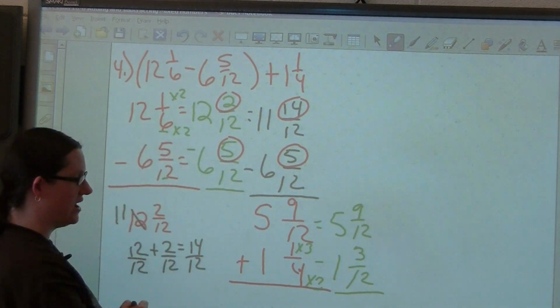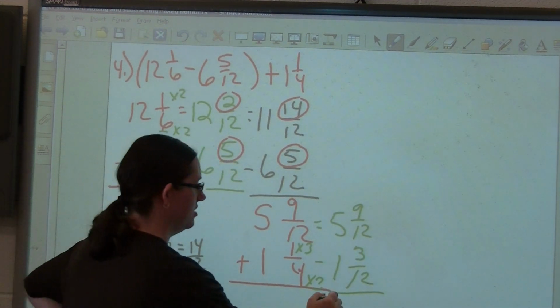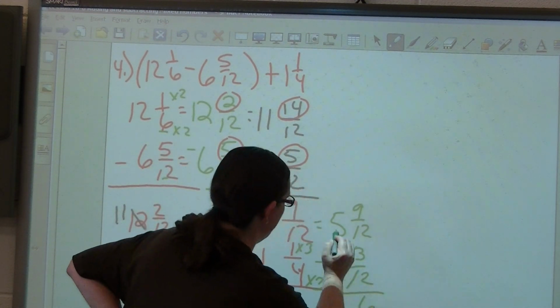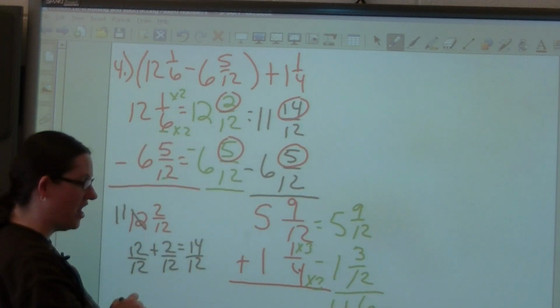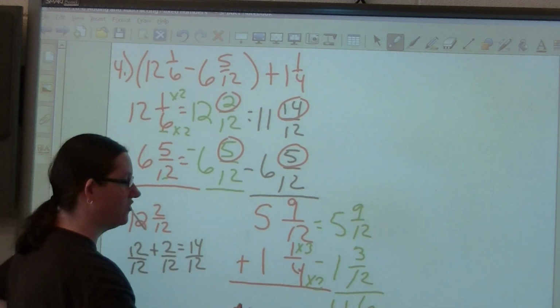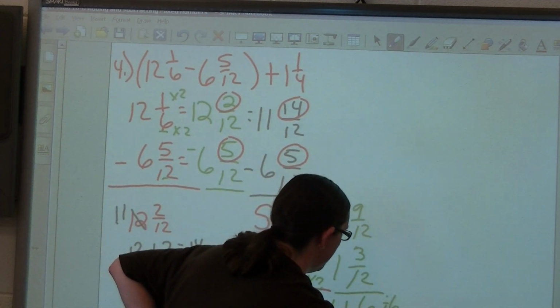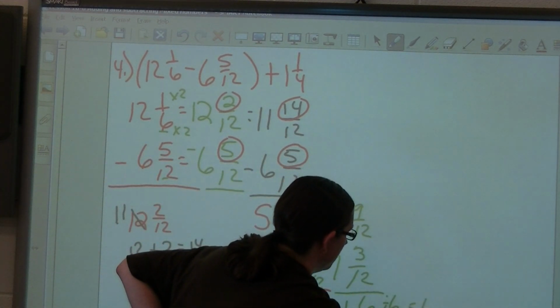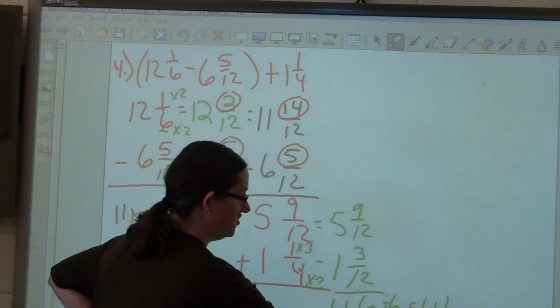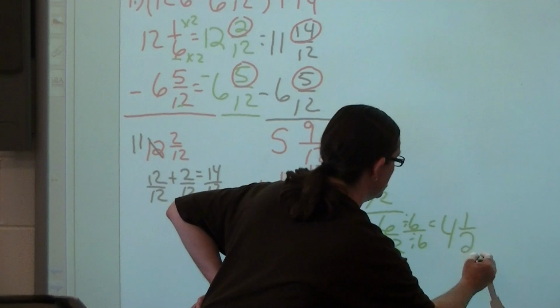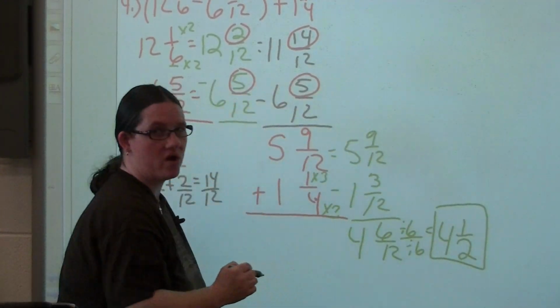Now I can add. What is 9 plus 3? 12/12ths. 5 plus 1, 6. And now I need to simplify. How can I simplify 6/12ths? Good. Divide top and bottom by 6. So 4 stays the same. 6 divided by 6 gives me 1. And 12 divided by 6 gives me 2. So my final answer is 4 1/2.